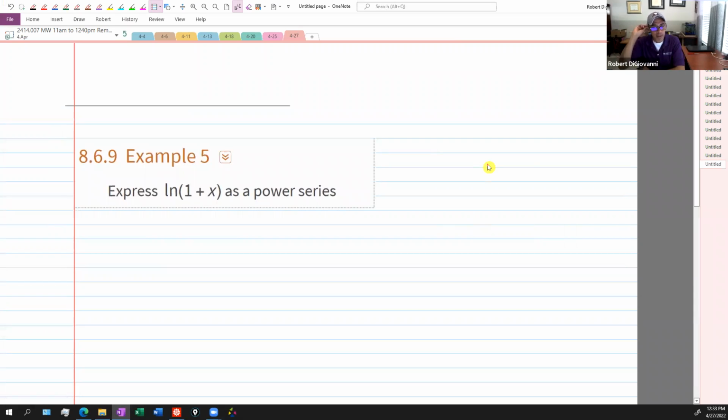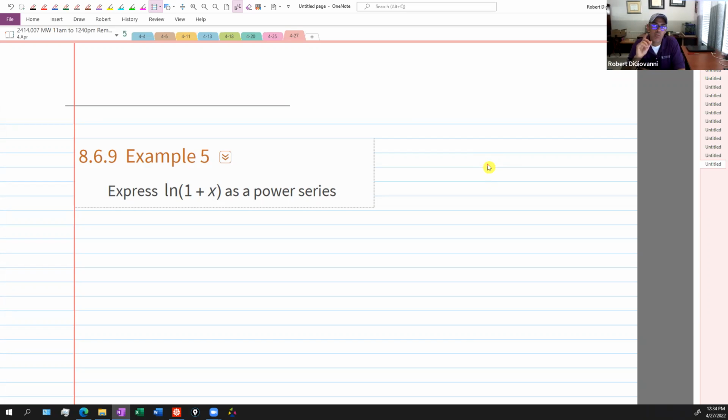Express this as a power series. Wait, Professor, there are other rules as opposed to 1 over 1 minus u. If you don't mind me asking, why are we moving it so much to where it fits that, as opposed to learning other rules? Does it make sense?